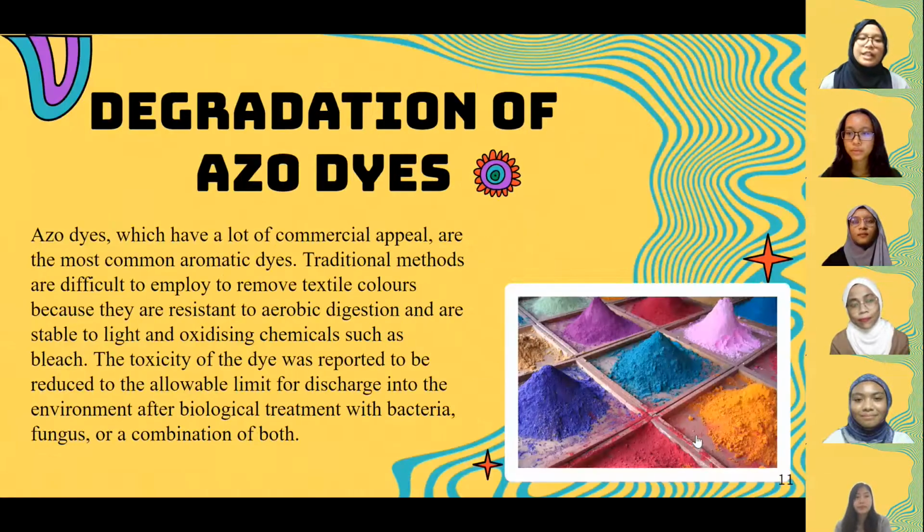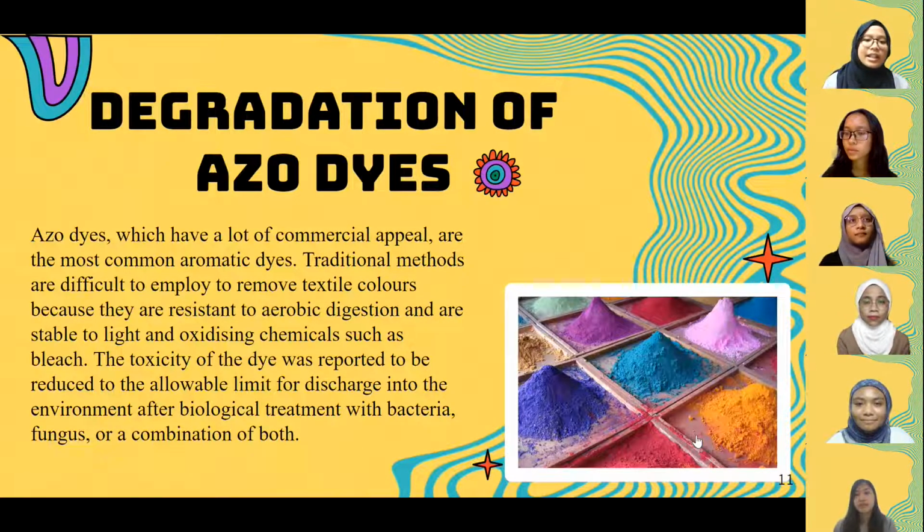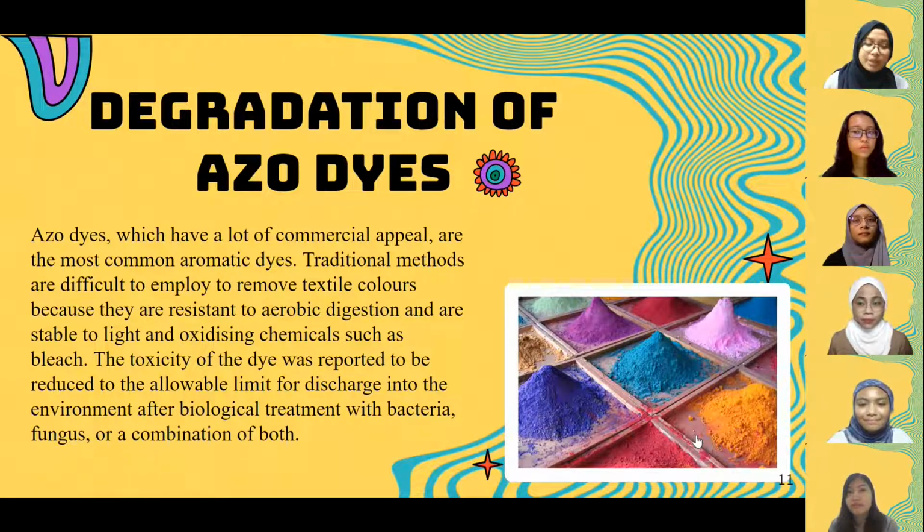Biotechnology is also used for the degradation of azo dyes. Azo dyes used in the textile industry like CI Disperse Green and Blue are cancerous to both animals and humans due to their resistance to aerobic digestion and being light and oxidizing agents stable. After biological treatment by bacteria, fungus or mixtures of both, the dye toxicity has been reported to be lowered to the allowable limit for release to the environment.